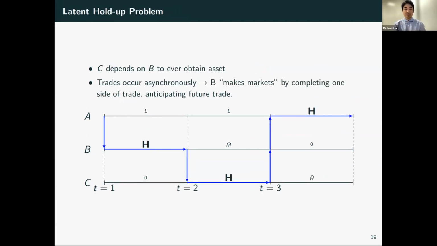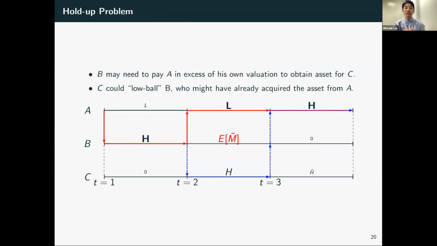Now, the second tension is this latent holdup problem. The key here is that C depends on B to obtain the asset in any given future period. And because trade occurs asynchronously, B needs to independently trade with A and C. This means that B sometimes needs to complete one side of the transaction, anticipating the future side of the trade. Now, this means that B may sometimes need to pay A in excess of his own valuation in order to obtain the asset on behalf of C. And this also introduces the potential for C to make a lowball offer to B, who may have already acquired the asset from A.